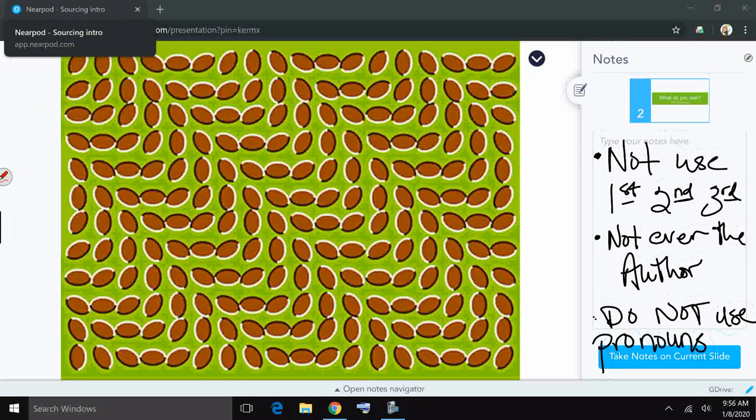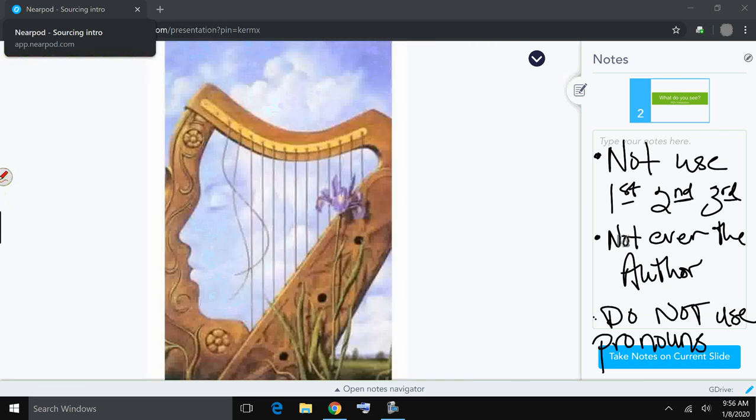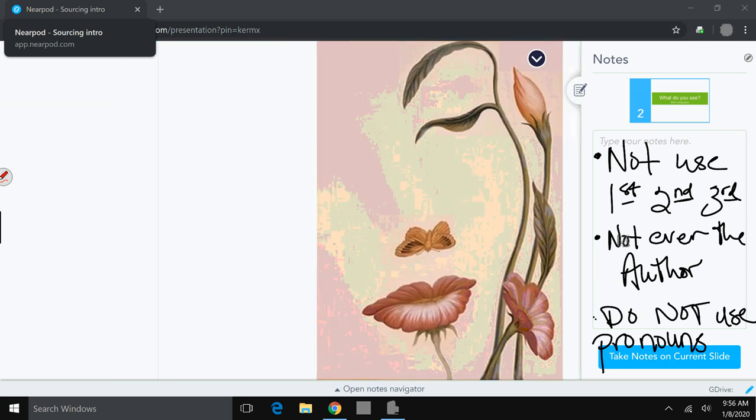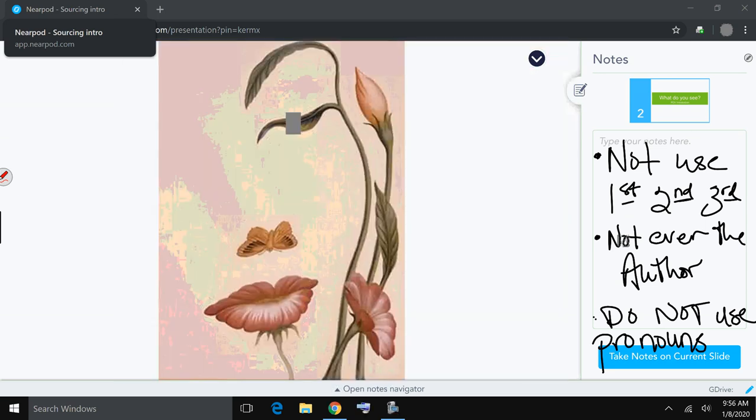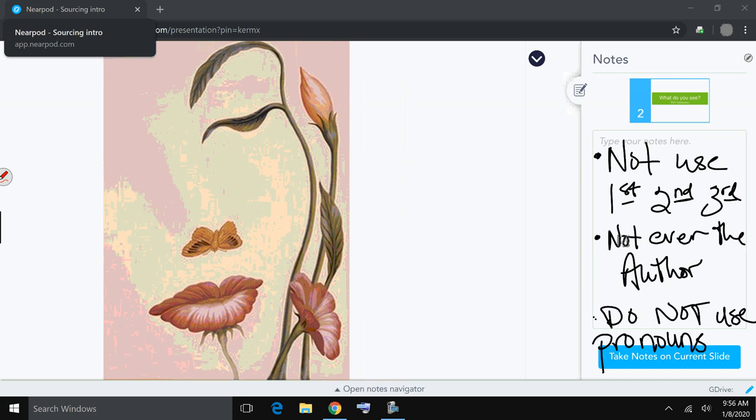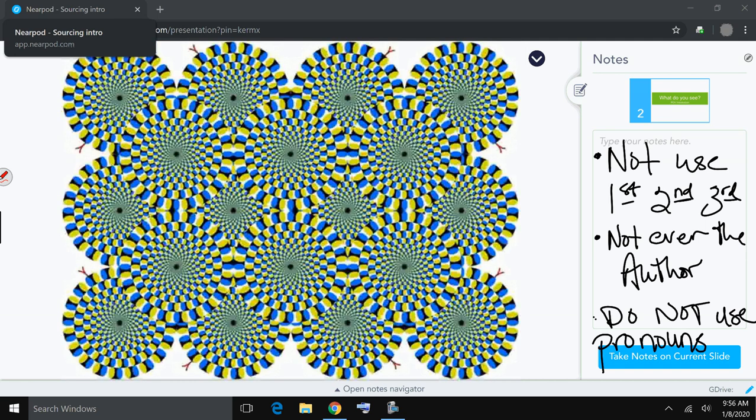Is it moving? All right, do we see a heart? Yeah. A face? Yeah. Okay, easy, right? Do we see a face? Do we see the flowers? Yeah. Okay, easy. Is it moving? No. Focus on one point in the middle.